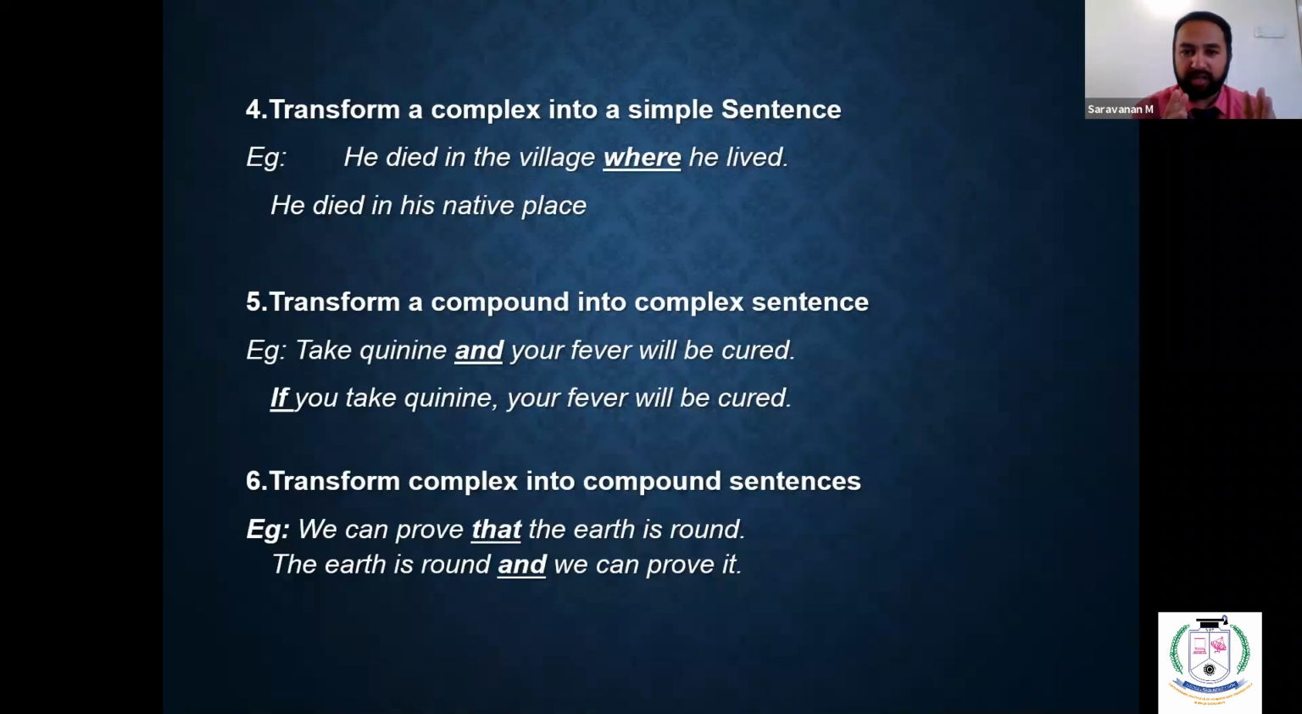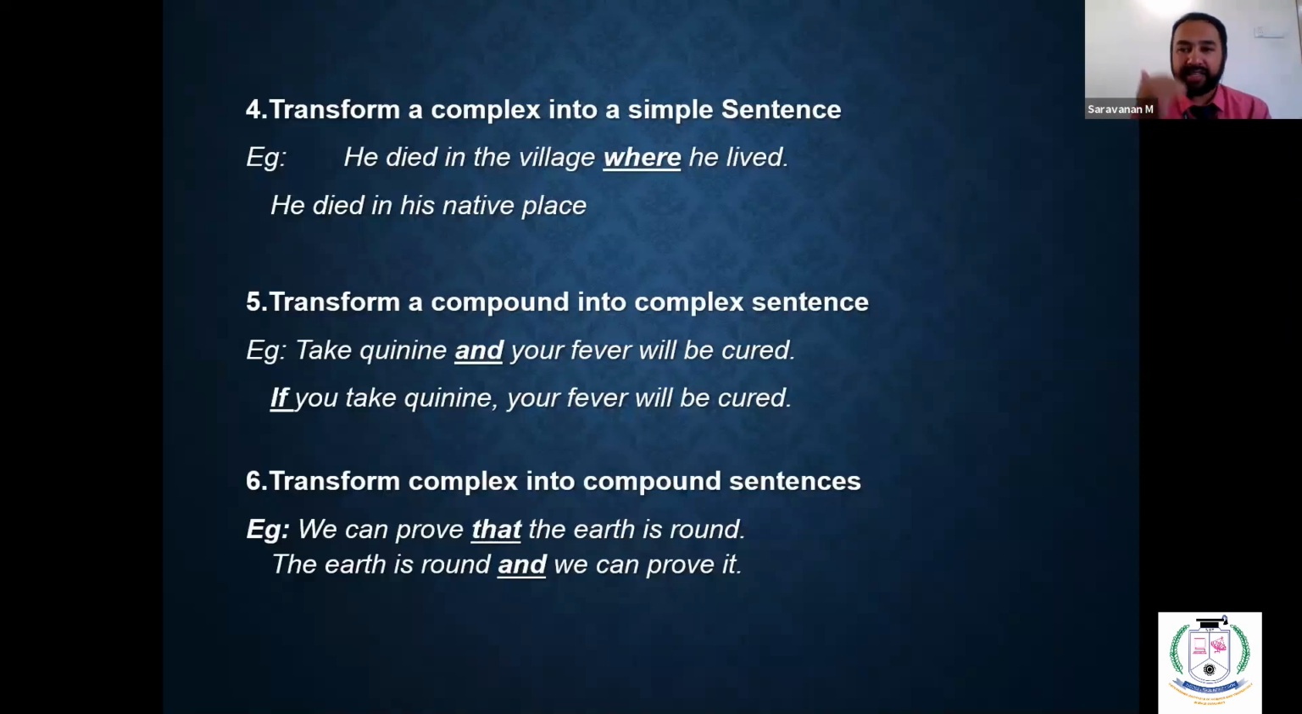Two different sentences. What is that? The first one is a compound one and the second one is a complex one. The first one is already a compound. We are changing it into complex by using the subordinating conjunction if. See, the main clause over here is your fever will be cured. Now we are using the subordinate clause to give more information, to give more weightage to the sentence. That is, if you take quinine, that is how or when. When you take quinine or if you take quinine, your fever will be cured. So this is from compound to complex.